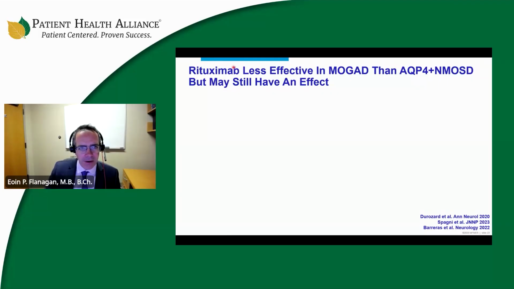Rituximab and other B-cell depleting agents like inebilizumab or ocrelizumab, these medications work extremely well in multiple sclerosis. Many of these, particularly ocrelizumab, ofatumumab, ublituximab. But these B-cell depleting agents don't tend to work quite as well in MOGAD. They do work very well in aquaporin-4 positive NMOSD also.